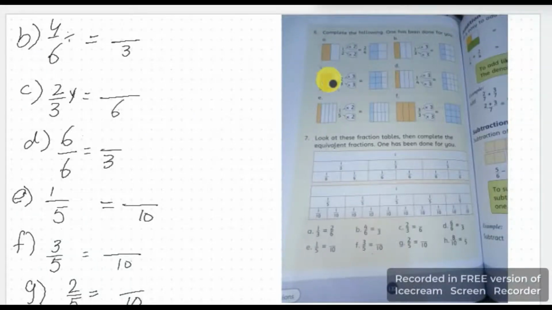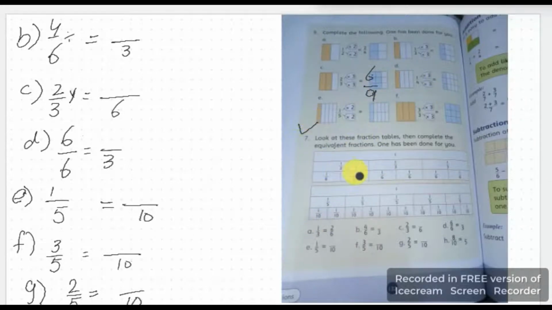Question number 6 is very easy. You can solve it yourself. We can look at the first question. 1 2 is 2 and 2 2s are 4. This is also an equivalent fraction. 2 3s are 6 and 3 3s are 9. So you can solve all the remaining parts yourself.